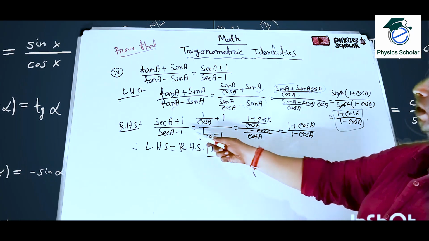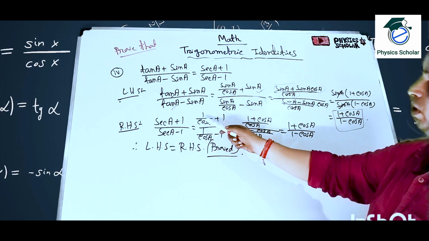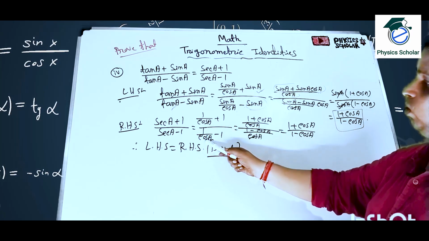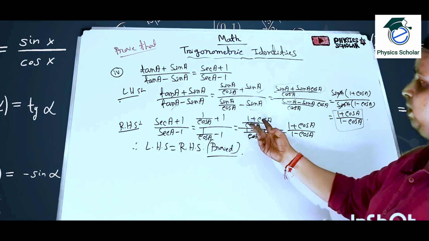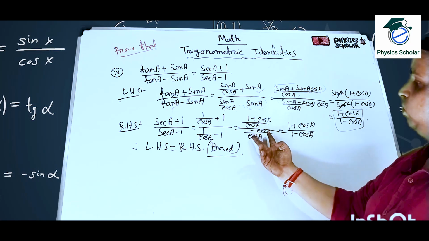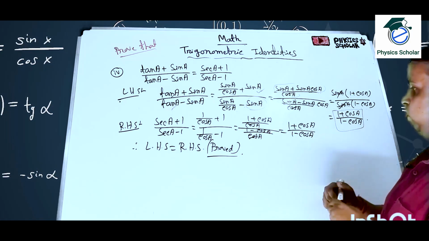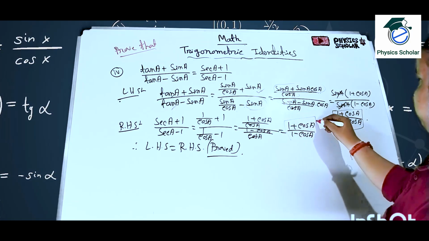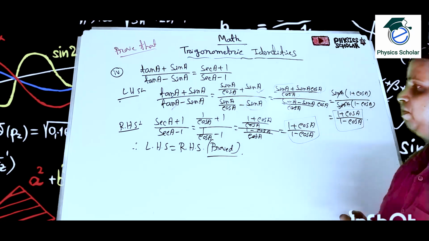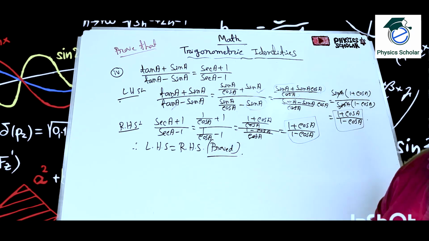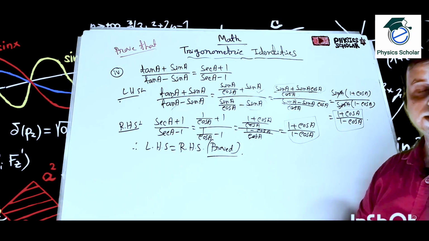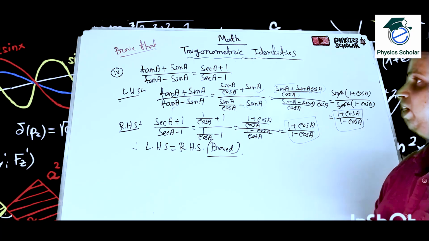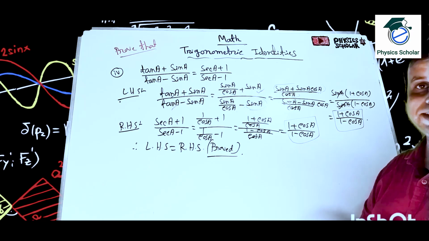Right hand side, sec A plus 1 by sec A minus 1. Sec A means 1 by cos A plus 1 and sec A means 1 by cos A minus 1. Clear? So cos A will be the LCM. Here also cos A will be the LCM. In the numerator it will be 1 plus cos A divided by 1 minus cos A. So both the values of left hand side and right hand side will be same. So that means we can write left hand side is equal to right hand side. So students, hope you have understood this. Clear? And you can copy the sum. Now let us move to the next sum.